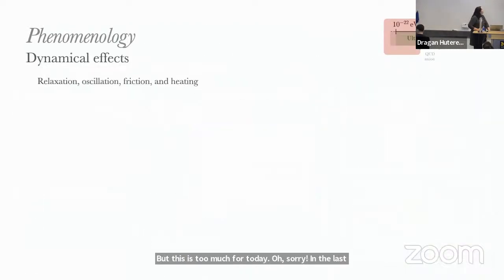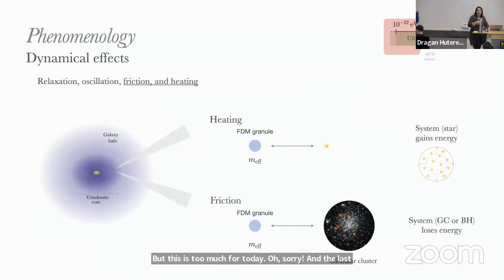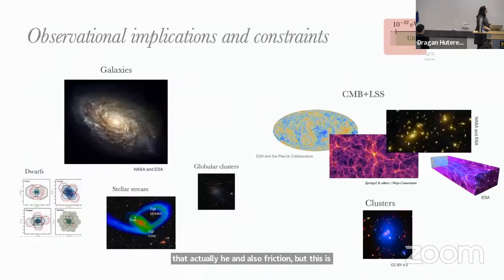And the last effect is dynamical effects. So for example, let's say that I have those interference patterns and my star, for some reason, instead of being in the destructive interference pattern, which has low density, finds this constructive interference pattern where I have higher density. So this is going to do the heating. This is going to transfer a lot of energy to my star. So I can expect that stars in a halo like this are going to have a larger dispersion relation, because they find those substructures inside the halo, those overdensities that give them energy, so that actually heat them. And also friction, but this is less important.